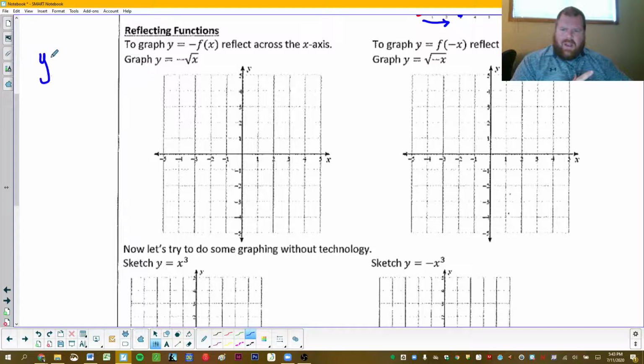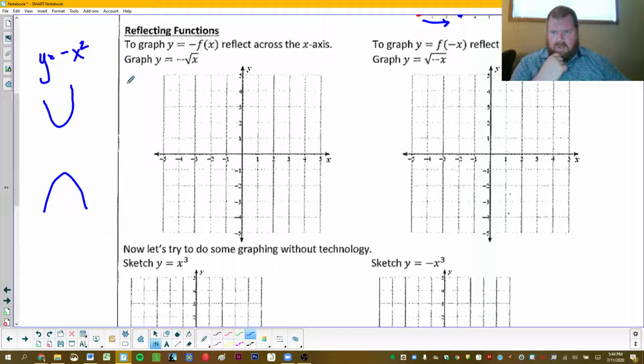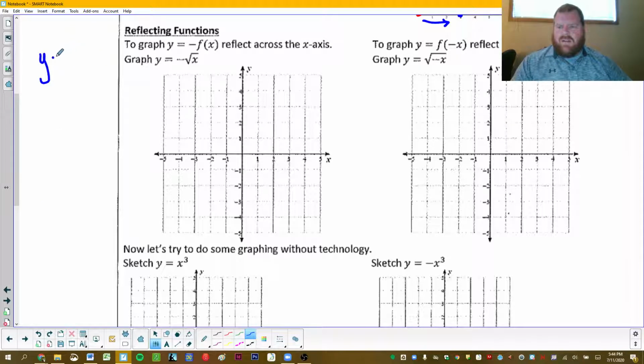If we had y equals negative x squared, like that, we'd be plugging in our points, and instead of getting an upwards U shape, we would actually get a downwards U shape. The difference between that and this one is that no matter what, whenever I square my negative number in here, that's going to turn it from a U shape.